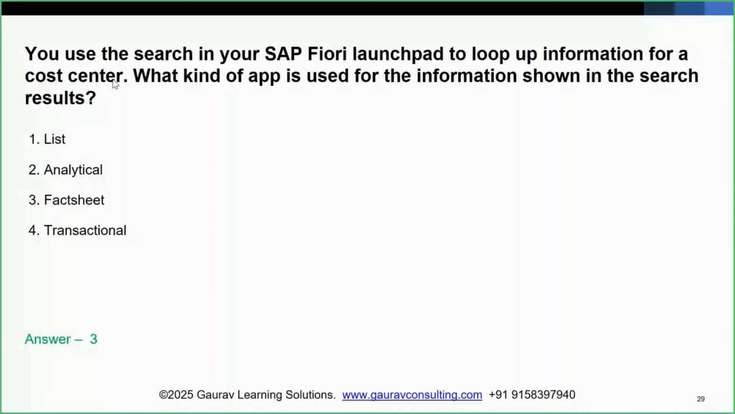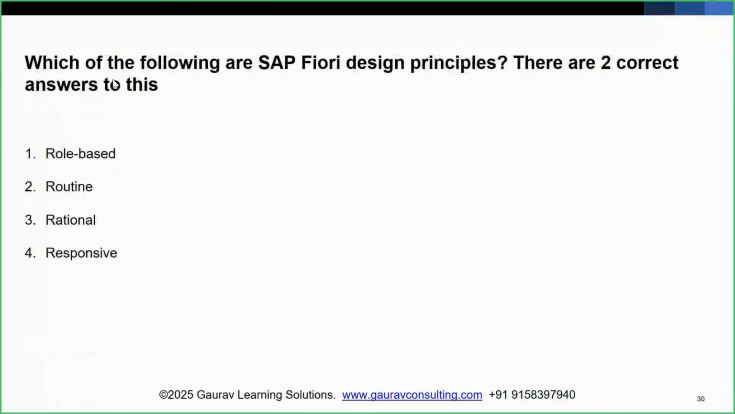Okay, let's go to the next one. Again, you can see a similar question, but this time two answers. We already discussed this. Which of the following are SAP Fiori design principles? There are two correct answers. We understood there are five design principles or pillars of SAP Fiori. One is role based, second is responsive, third is coherent, fourth is delightful, and fifth is simple. So routine and rational are the wrong answers. The right answers are 1 and 4.